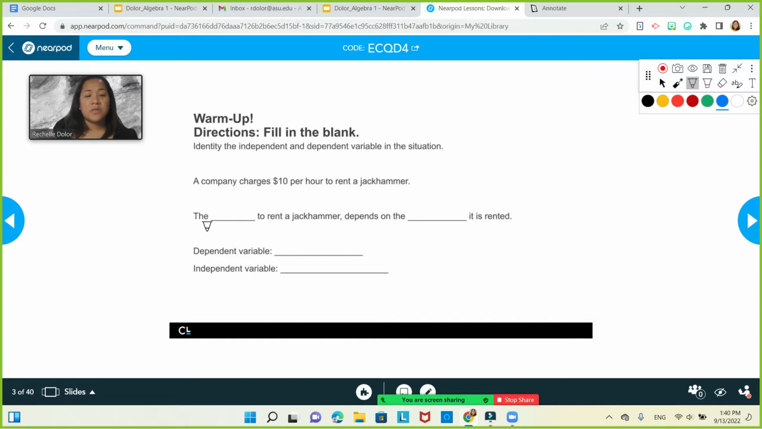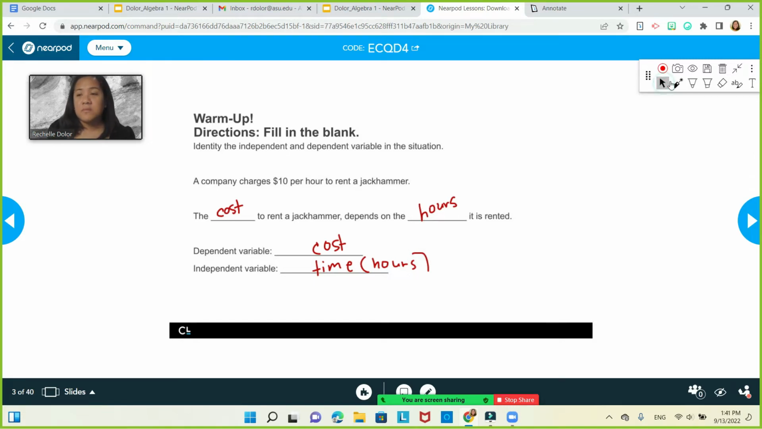Okay, awesome. So what is the answer here? Okay, correct. The cost to rent a jackhammer depends on the hours or length of time it is being rented, right? So here, the dependent variable will be the cost, and the independent variable will be the time or hours. I hope that is clear. All right, that's a warm up. You can copy this, pausing this video. All right, let's now move to the next slide.